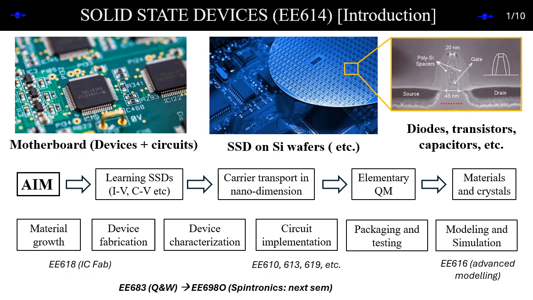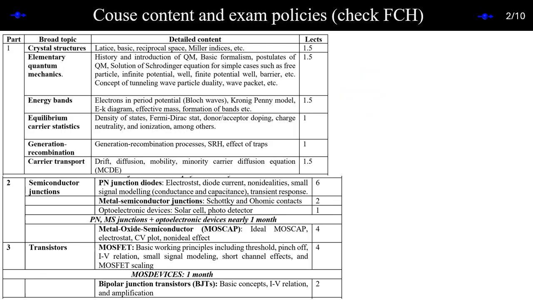So that's why you have these three compulsory courses. One is IC fabrication and the solid state, and there are circuit courses. So that's the overall perspective. Any question? 683. Okay. So now the course content.